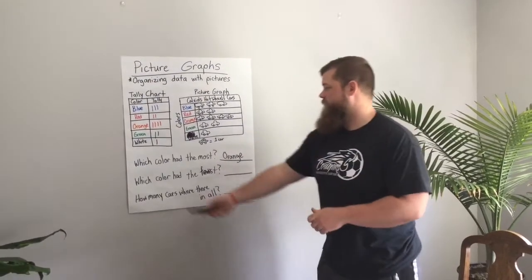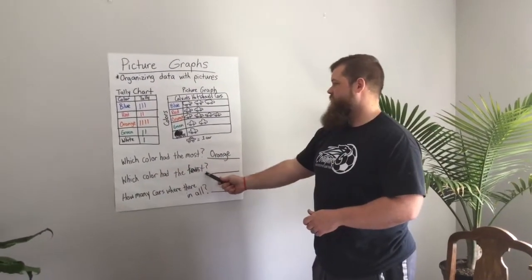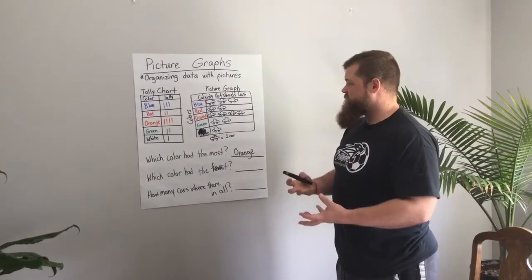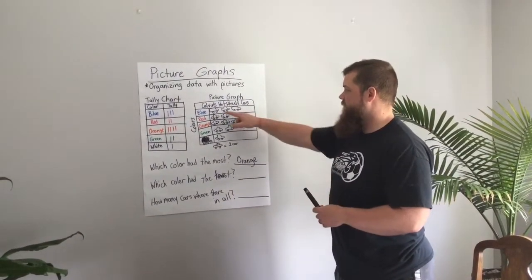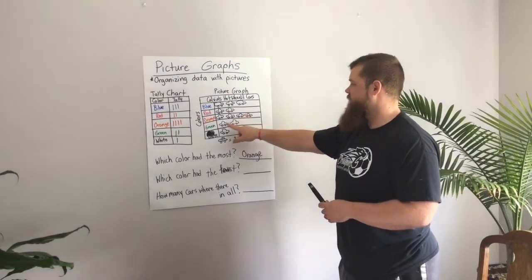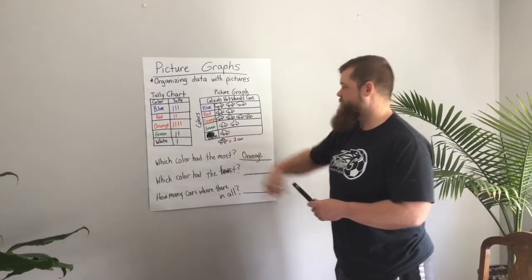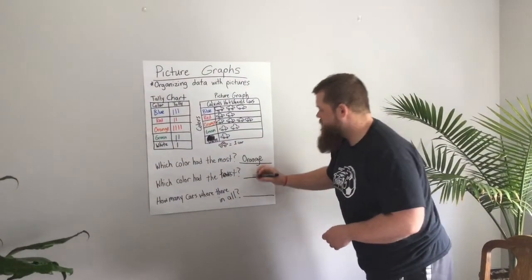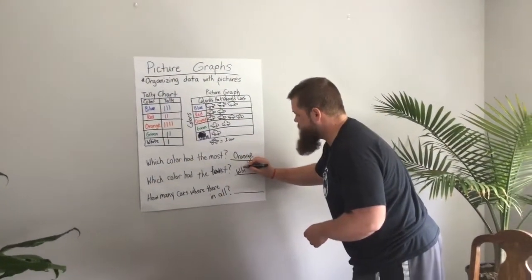Next, which color had the fewest? If I look here, fewest means the smallest number, the least amount, okay? So I have 3 blues, 2 reds, 4 oranges, 2 greens, only 1 white. So I know that white is going to be the fewest because it only had 1.